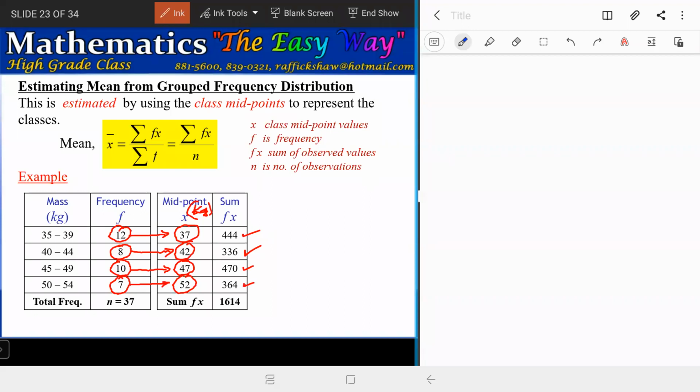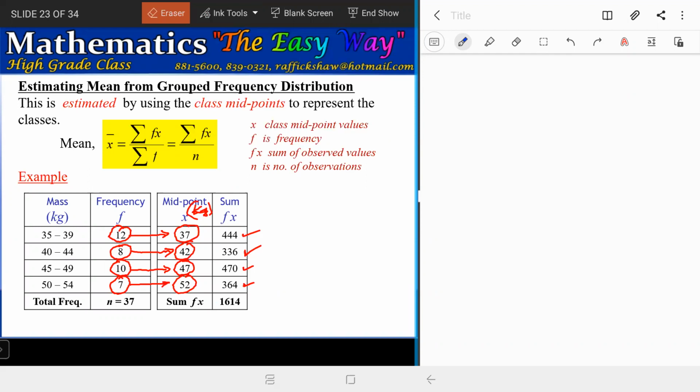So when you add up all of these, you're getting the total mass of all 37 balls, which is this figure down here. Understand that, guys? Yes, sir.